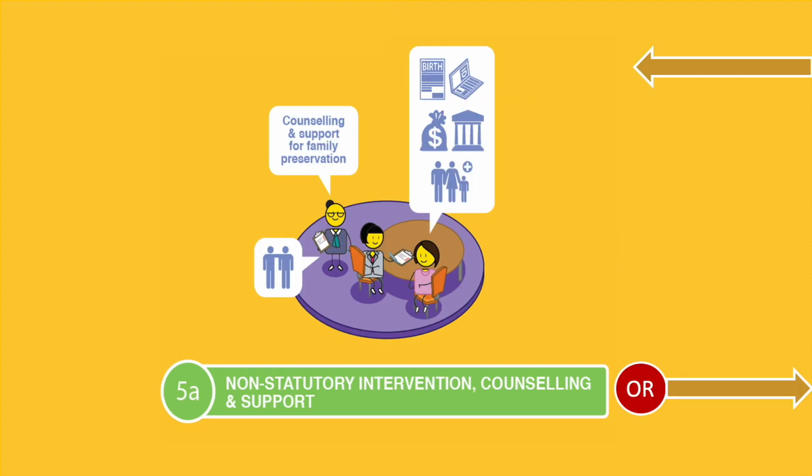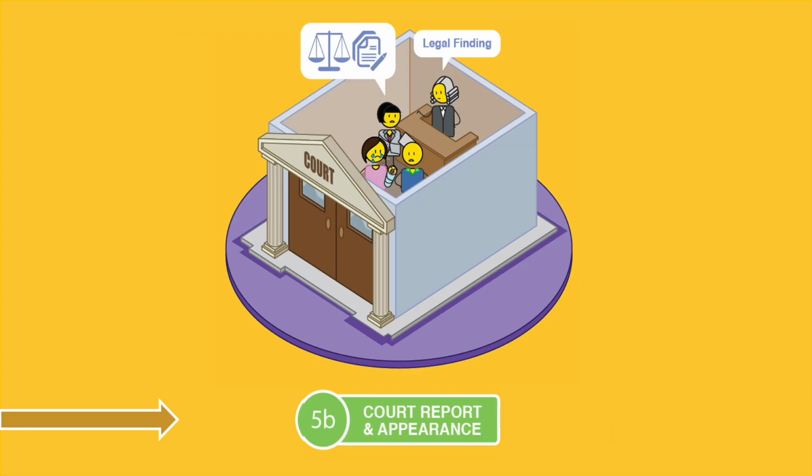If the formal decision is that counselling and support is sufficient to solve the problem, this can be undertaken by a social worker or family support organisation, who can also assist parents in getting the correct documentation for their child and financial or social support if needed. If a statutory intervention is required, the child, parents, or relevant perpetrator will need to be taken to court and a legal finding will be made.